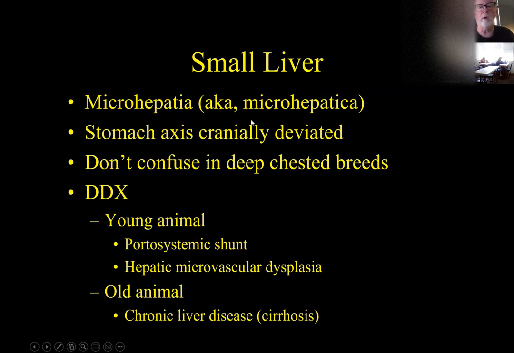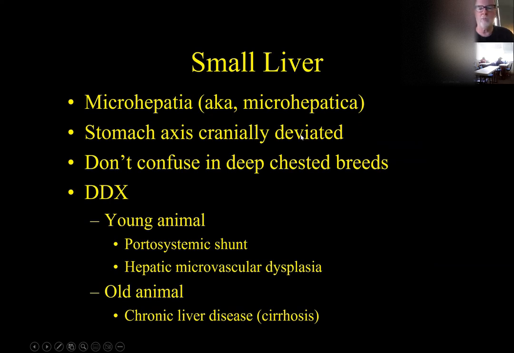You will hear probably an incorrect name very commonly in veterinary medicine that somebody probably said this early on and it took off, but it's really not a word. People will say the dog has microhepatica, which is really not a word. The true term you should get used to saying is microhepatia. Okay, and what do you see with a small liver? Again, the liver does not extend out to the edge of the ribs.